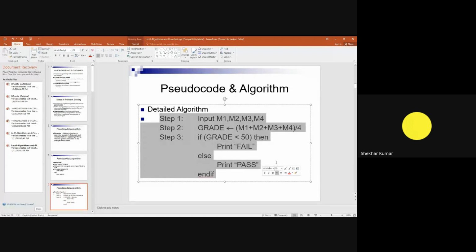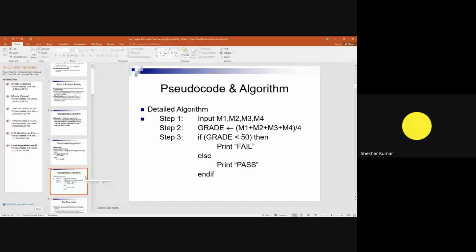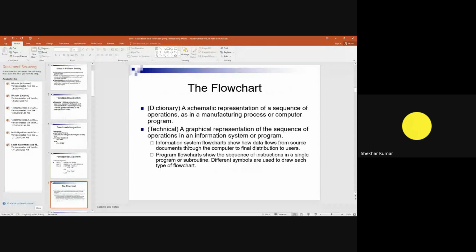This is a proper way to write it step by step, and it is very close to your computer language, the algorithm. Okay. Then what is a flowchart? A flowchart is a graphical representation of your sequence of instructions or operations of a program.